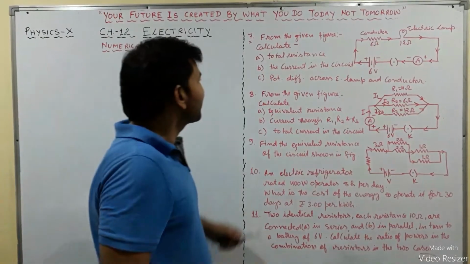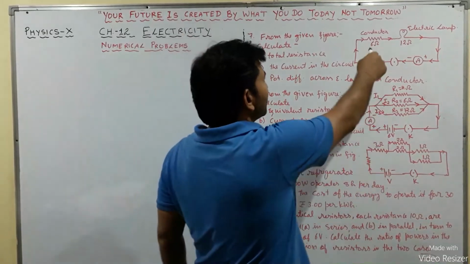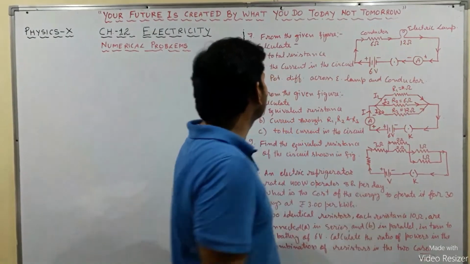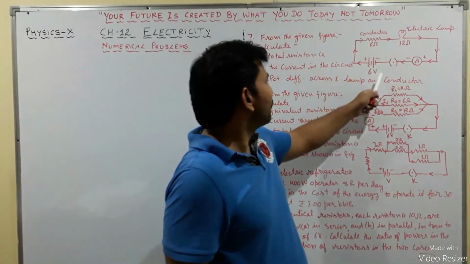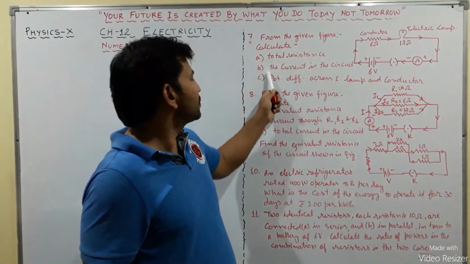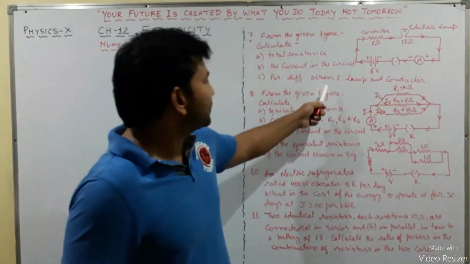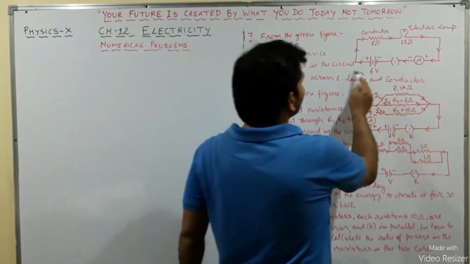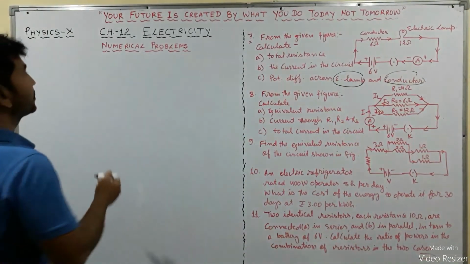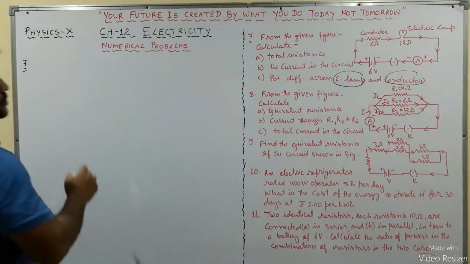Number 7, one figure is given in which one conductor of 6 ohm and an electric lamp of 12 ohm are connected in series with a battery of 6 volt, and we will have to calculate the total resistance of the circuit, the current of the circuit, and the potential difference across the electric lamp and the conductor. So let us write the given things.